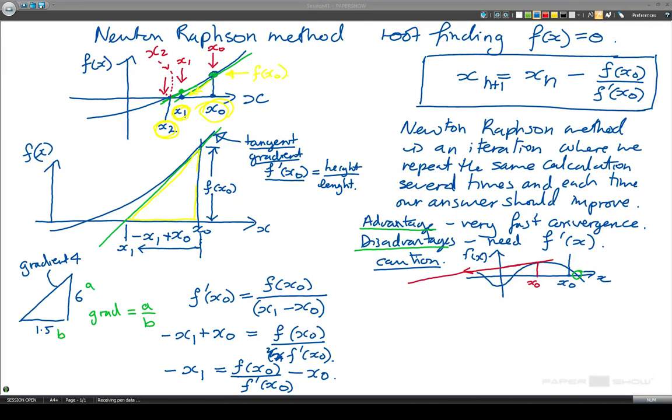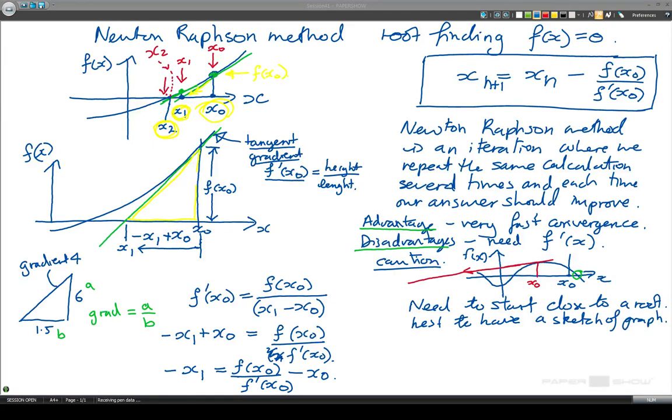So the word of caution is you need to start close to a root, and it's best to have a sketch of the graph, or to have a rough draft printed or something. You really want to understand what's happening.